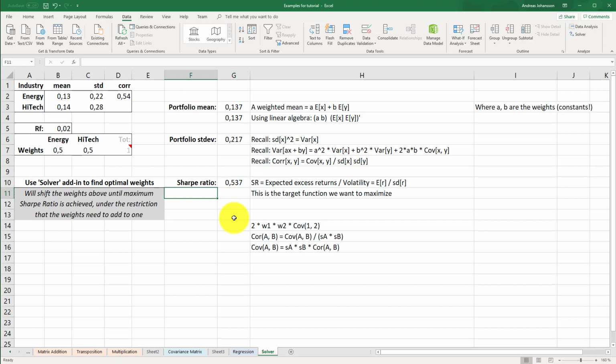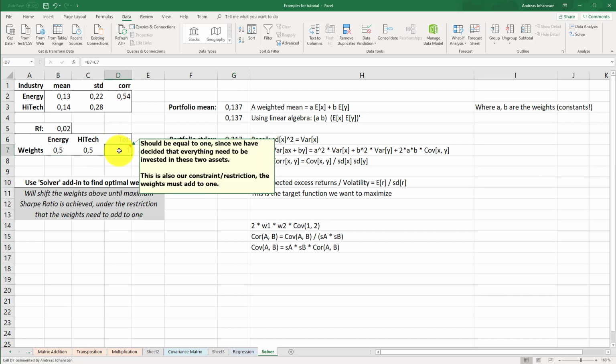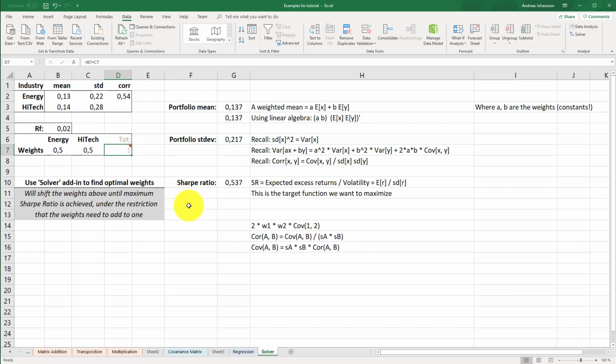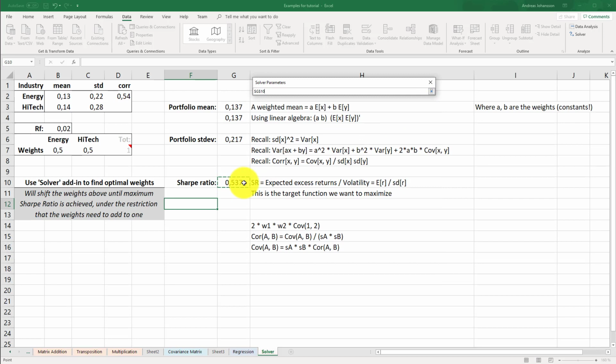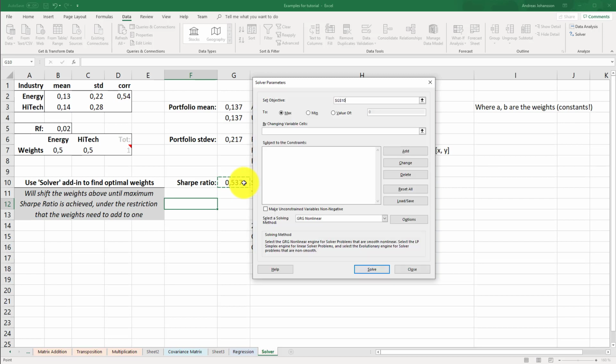Okay, so now we want to optimize this. So now we want to move these weights around such that the Sharpe ratio becomes as large as possible without breaking the restriction that the weights sum to 1. So in the first part, we added the solver. So we're going to use the solver now to run the optimization. So under data, we have solver, and then I need to set the objective function. And in this case, it's the Sharpe ratio. So I'm just going to click the Sharpe ratio because that's the cell we want to maximize.